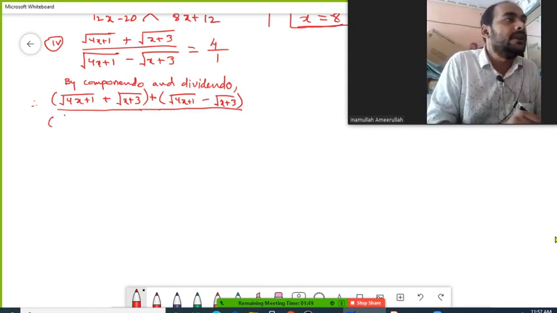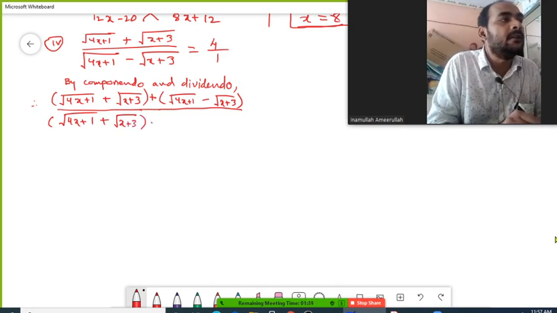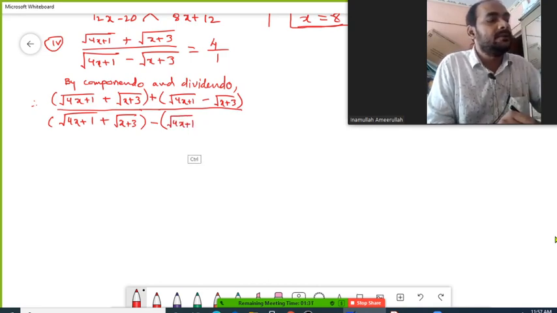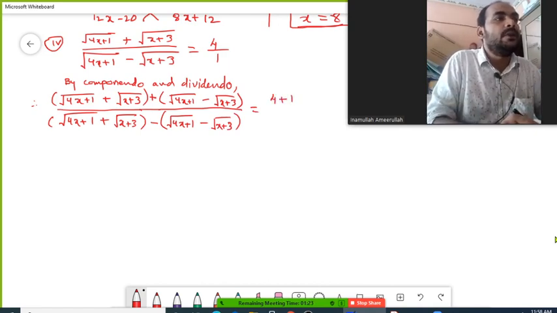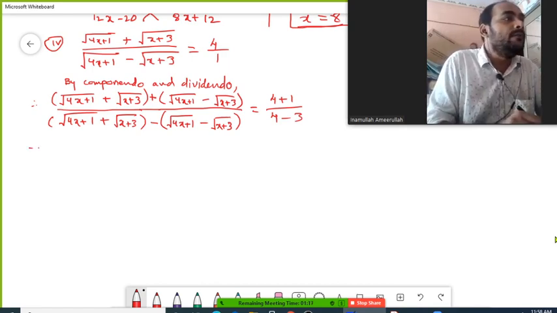So here we can say root of 4x plus 1 plus root of x plus 3. This is my numerator. I'll take minus sign and then I'll write denominator, that is 4x plus 1 minus x plus 3 is equal to 4 plus 1, that is componendo, 4 minus 1, that is dividendo. Now when we open the bracket, look, this plus sign will remain in between these two and this minus will remain. So this is positive and this is negative.